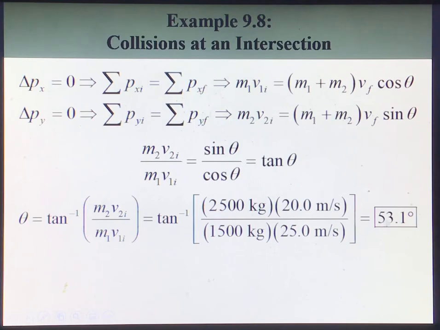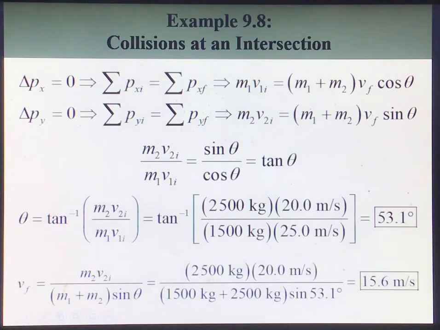So now that I know what this angle is, I can substitute into one of these equations to calculate the magnitude of my v final. By substitution, I can say that my v final is equal to m2 v2 initial over m1 plus m2 times sine of theta. And if I plug in everything, I end up getting a value of 15.6 meters per second. So again, this is an example of an inelastic collision.